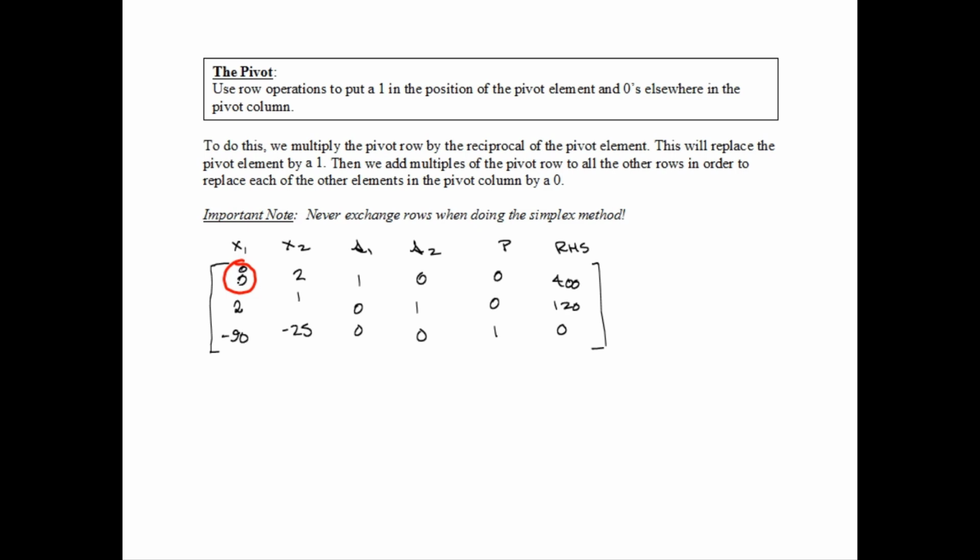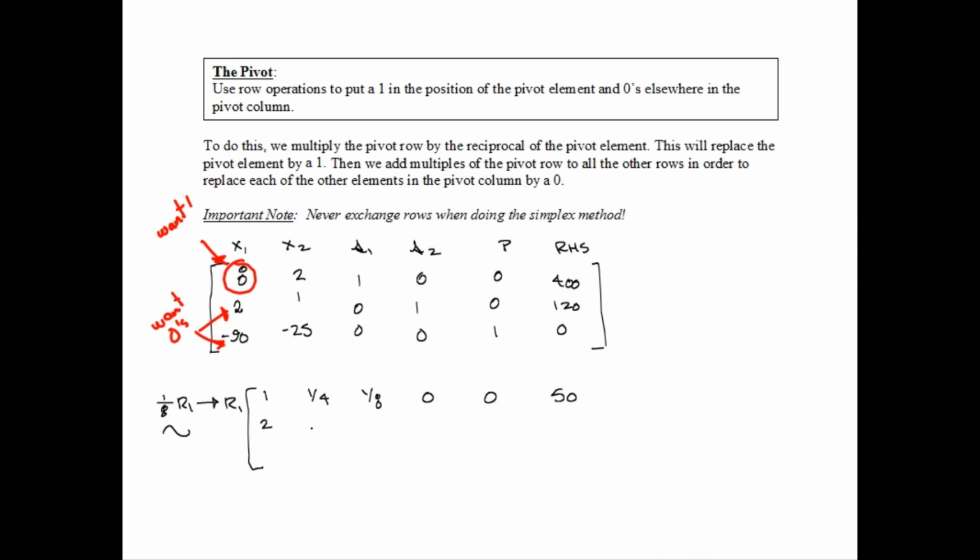So the first thing that we want to do is get a 1 in this position, and we want to get zeros here. Just as in row operations, the first step will be to multiply the first row by the reciprocal of that number. So this will be 1/8 row 1, and we'll put it into row 1. So that will give me 1, 1/4, 1/8, 0, 0, 50. Notice that 50 is the smallest quotient that we had found earlier.